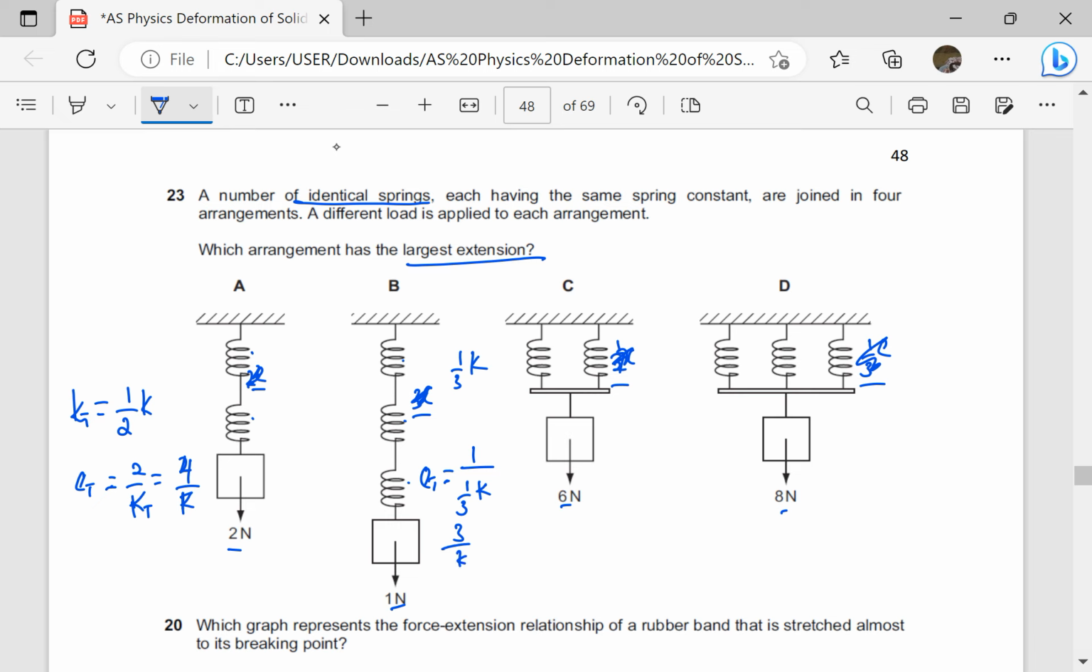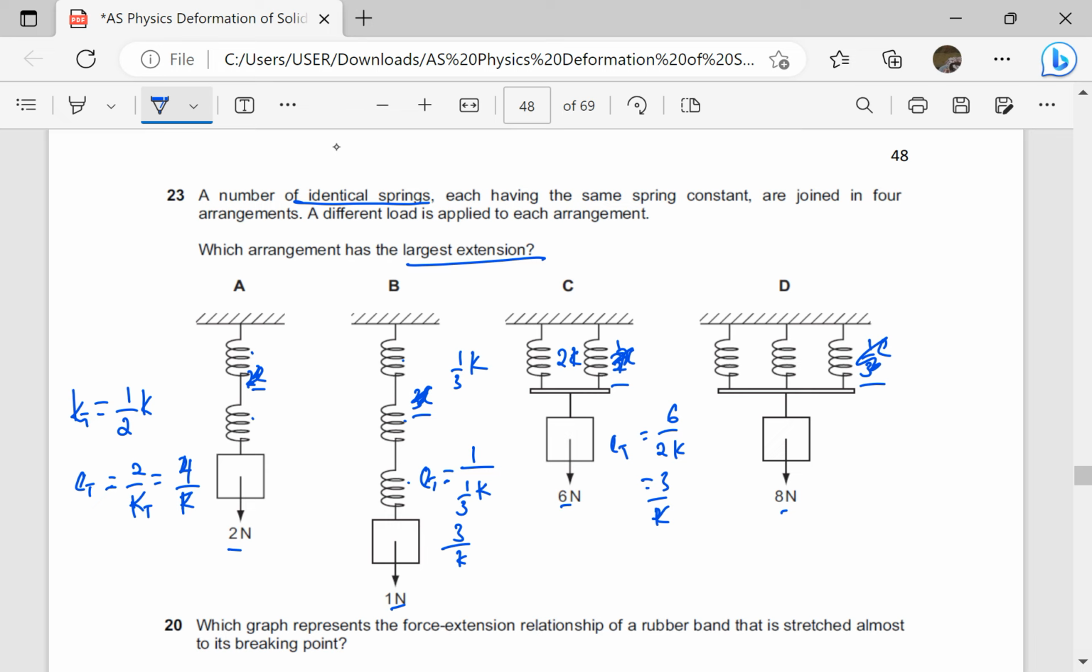Then here, the total extension is going to be, the constant here is going to be twice k. So total extension here is going to be equal to, did I get the reciprocal right here? 1 over, here the total constant is going to be a third of k. Okay, so here it is going to be 6 divided by 2k, which is giving us 3 over k as the total extension here.